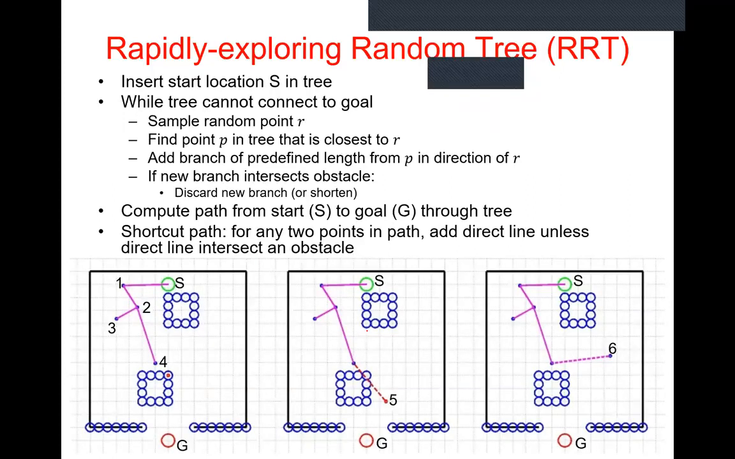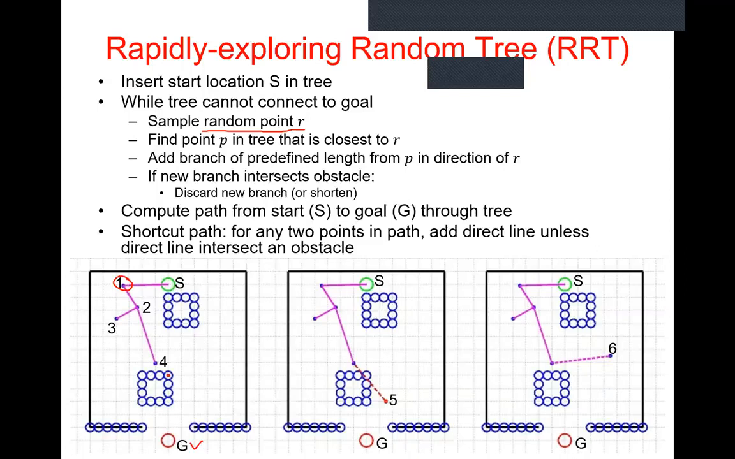So let's look at the RRT, rapidly exploring random trees. So it's a sampling-based method. You start from a start location S in the tree, and you're trying to reach the goal location. So you generate a random point in this area. Say a random point R happens to fall in here. And then you'll find the point P in the tree that's closest to R. In this case, the tree has only one point S, so this is the only point P.